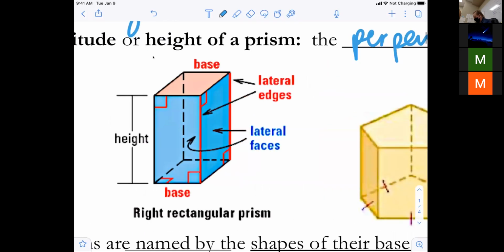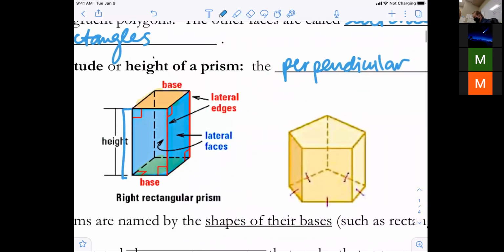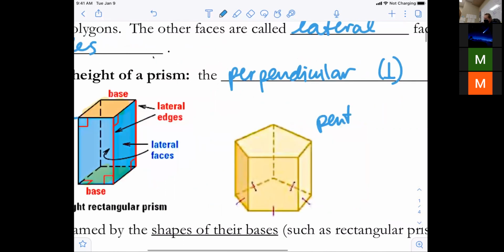So I've got two examples right here. The first one, I've got these square bases, kind of like that tissue box I was just holding up. The height is the distance from one base to the other. It's the entire length of one of the lateral faces. The lateral faces are those rectangles that are blue. So that's called a right rectangular prism. The other shape, those bases are pentagons, so we call that a pentagonal prism.